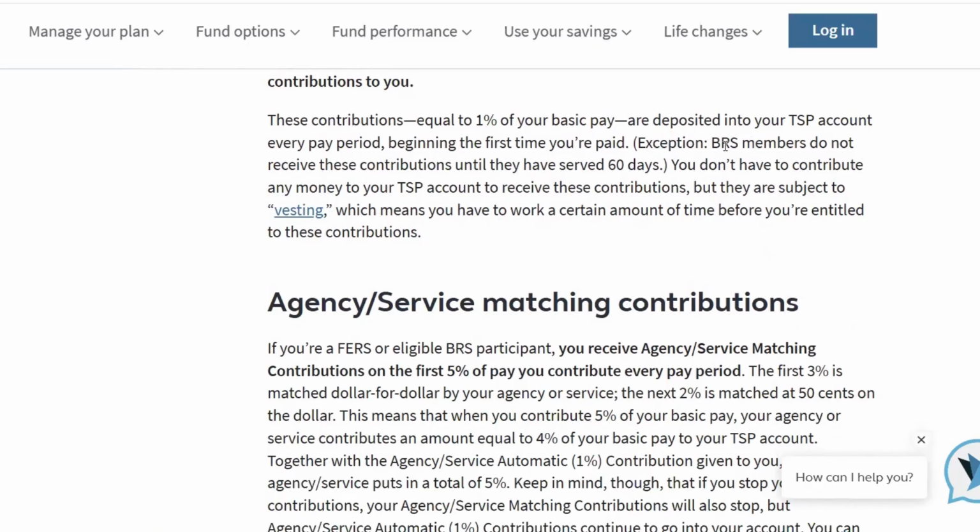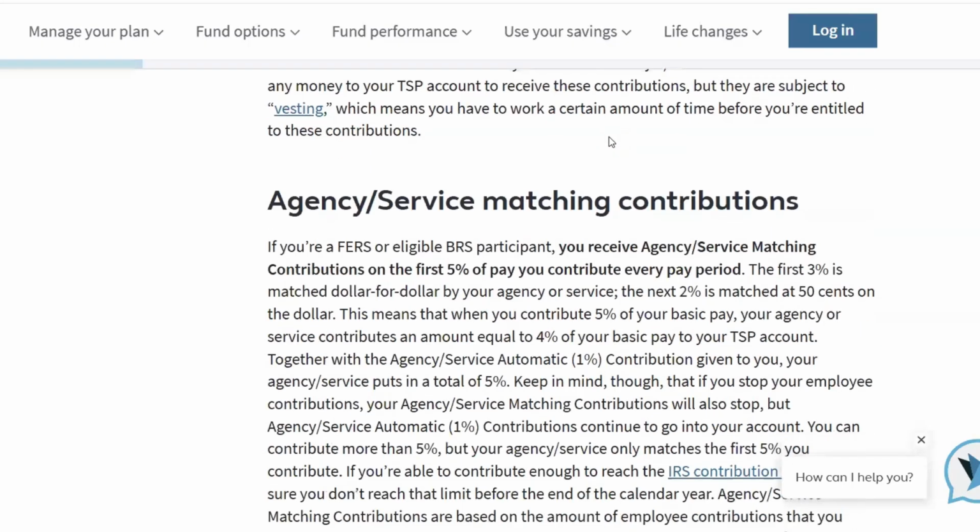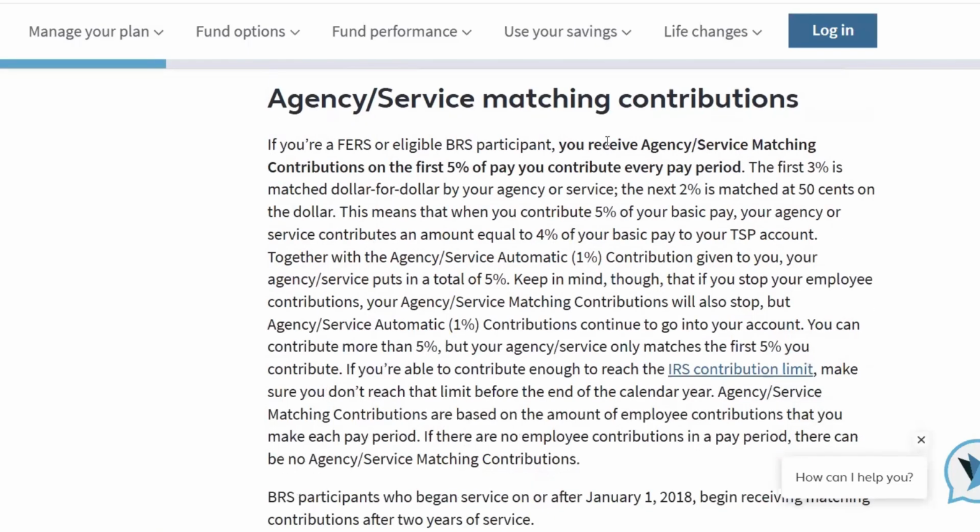And it's generally on a pre-tax basis, unless, of course, they decide otherwise. But look here, with BRS, members do not receive these contributions until they have served at least 60 days. So that's the exception for the Blended Retirement System. But I wanted to give you guys a heads up, because it's not dollar for dollar for every percentage that they put in, right? So if you're a BRS participant, then you can receive the agency matching contributions for the first 5%. So here's how it breaks down, though. They get the automatic 1%. Then for the first 3% that the employee contributes, it's a dollar for dollar match by the agency.